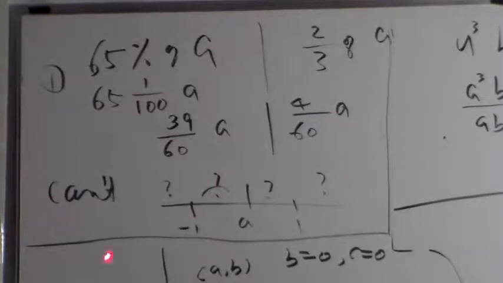Okay, first question is 65% of A and 2/3 of A, which one is greater? Make sure for this kind of comparison test, you have to figure out what the domain condition is. So we're going to change 65% to 65/100, of means times, A is right there. Calculating this one gives 39/60.